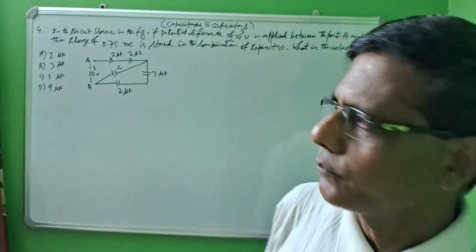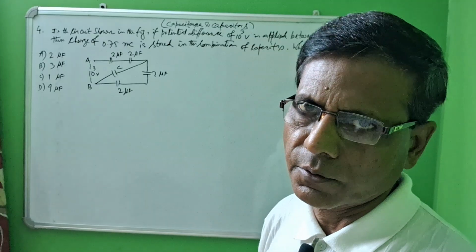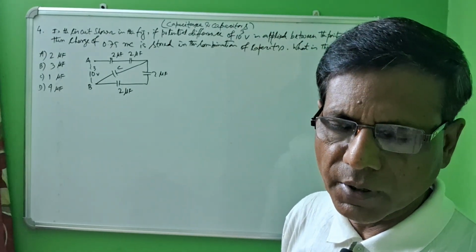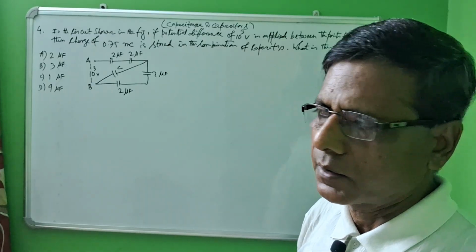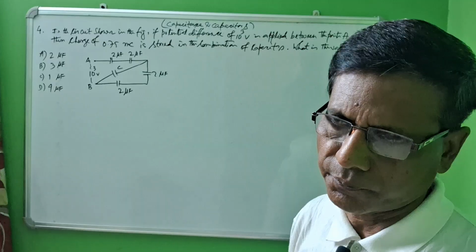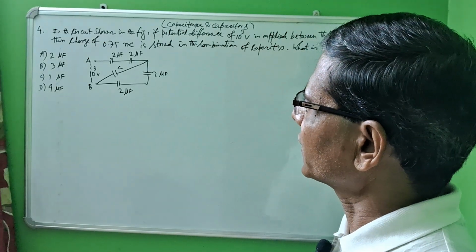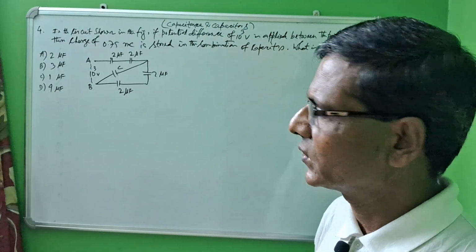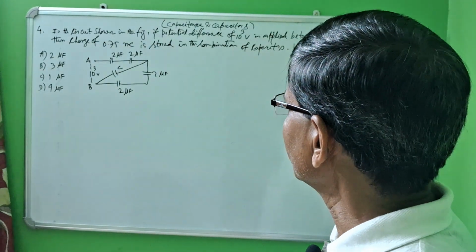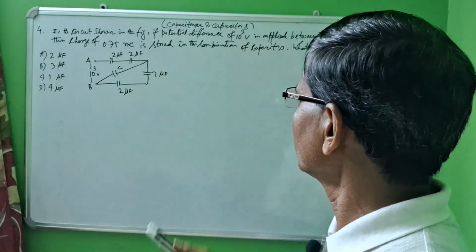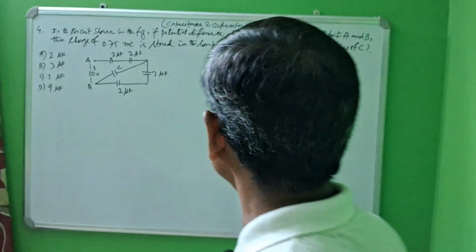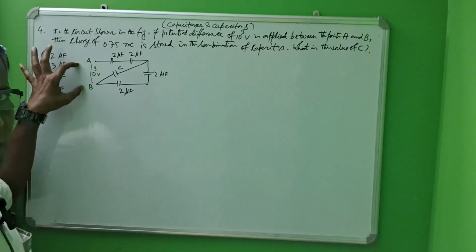Number 4 problem is also a capacitance diagrammatic problem. In the circuit shown in the figure, the potential difference of 10 cube volt is applied between the points A and B.